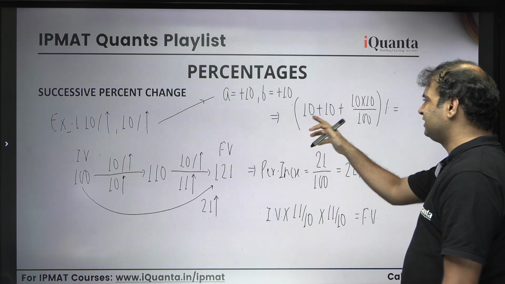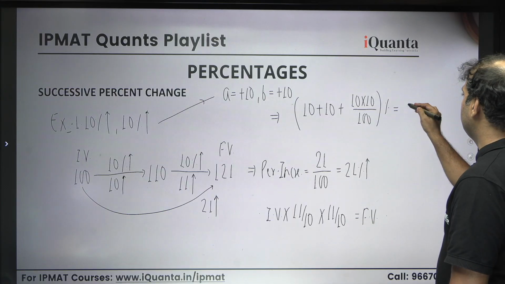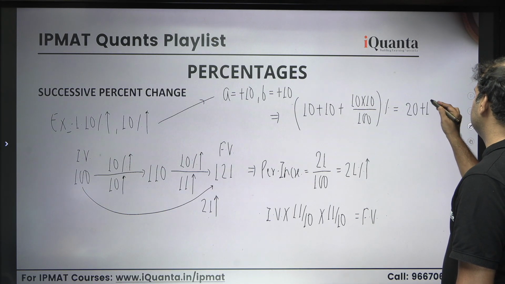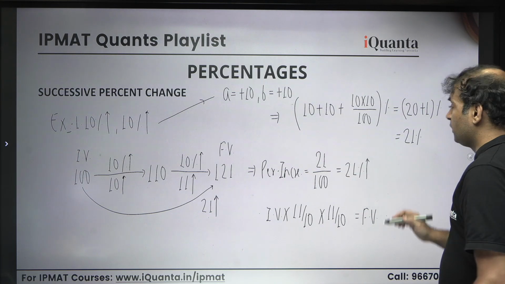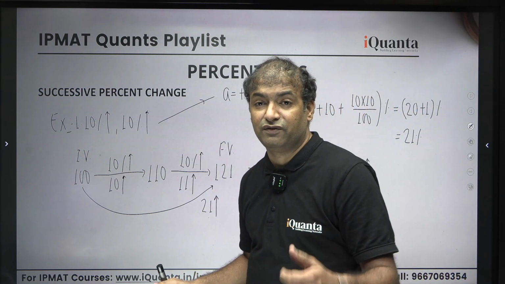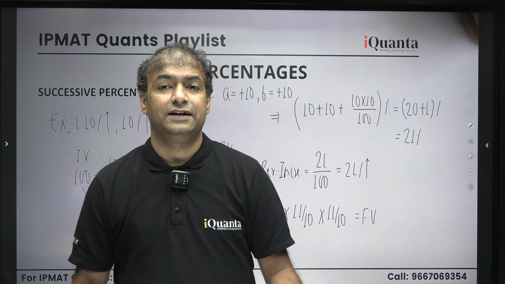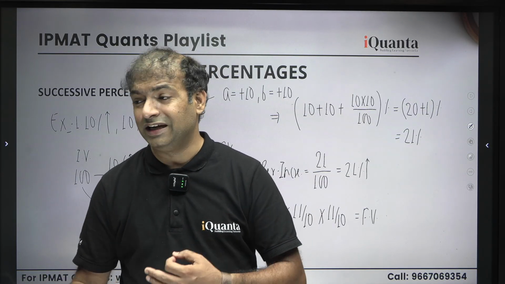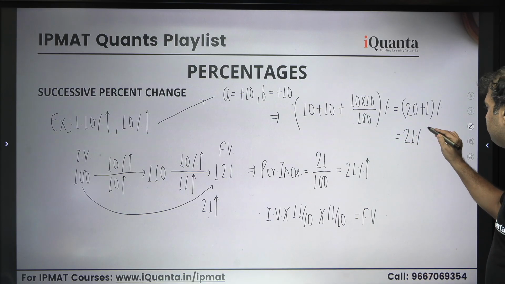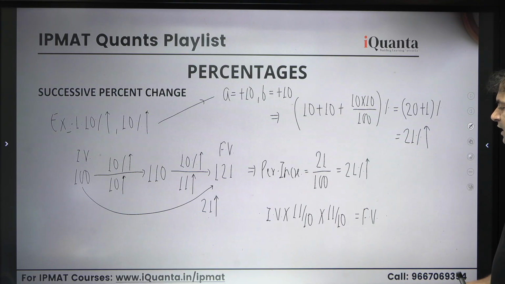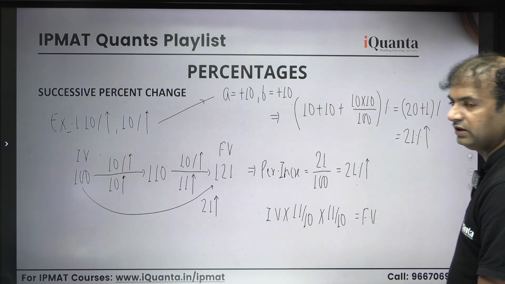So 10 plus 10 is 20, and 10 into 10 is 100, and 100 by 100 is 1. So this is 20 plus 1 percentage, or 21 percentage in all. Now in the final result you see the sign of plus. Whenever the sign in the final value is plus, that means the overall percentage has increased. There is a plus sign in the end, which means it has increased, and you can see that what we had done previously also showed an increase.